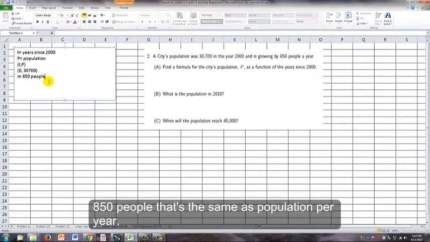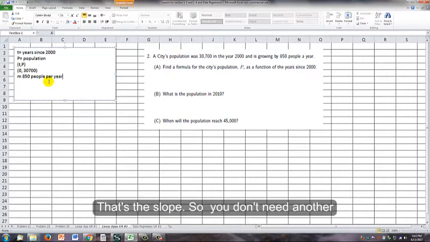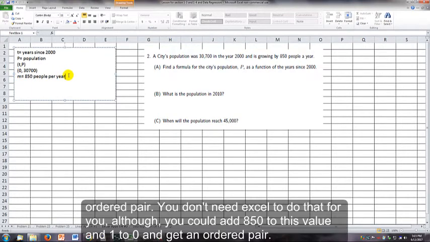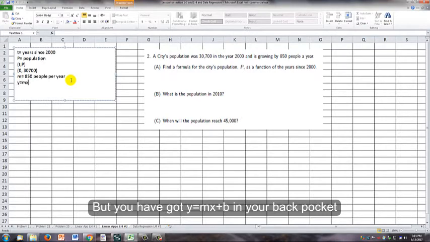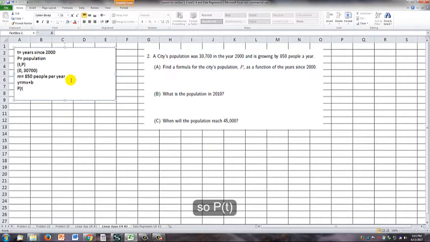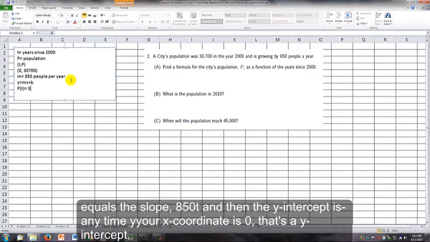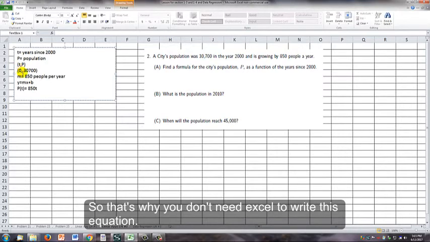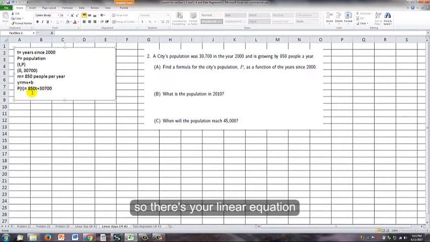850 people is the same as population per year. That's the slope. So you don't need another ordered pair. You don't need Excel to do that for you, although you could add 850 to this value and 1 to 0 and get an ordered pair. But you've got y equals mx plus b in your back pocket. So P of t equals the slope, 850t, and then the y-intercept is any time your x-coordinate is 0, that's a y-intercept. So that's why you don't need Excel to write this equation. So there's your linear equation.